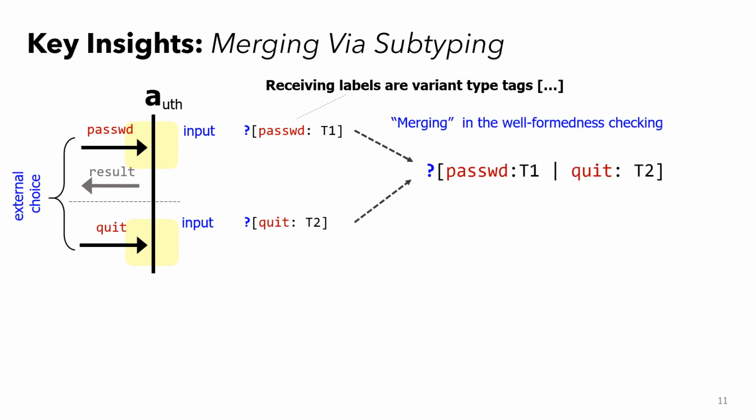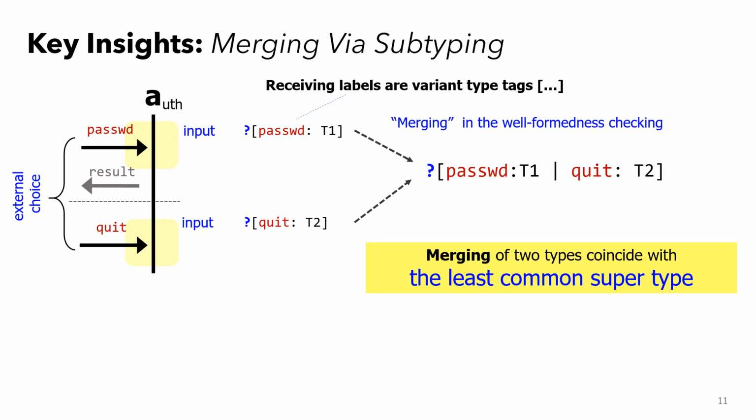Merging is crucial for well-formedness checking and ensures that protocol is deadlock-free. Our key finding is that merging of two types is justified by the subtyping, by finding the least common supertype, or finding the join of two types in terms of subtyping preorder. How do we connect this key finding to OCaml?